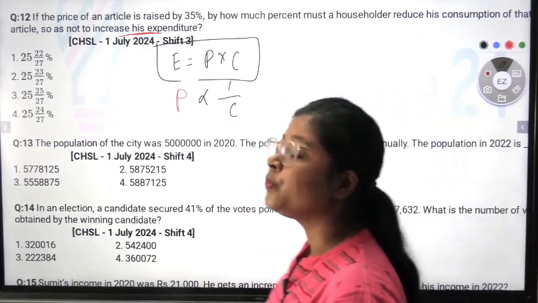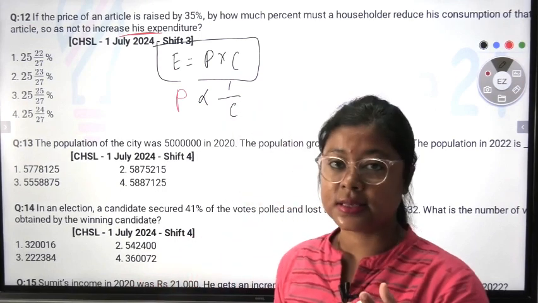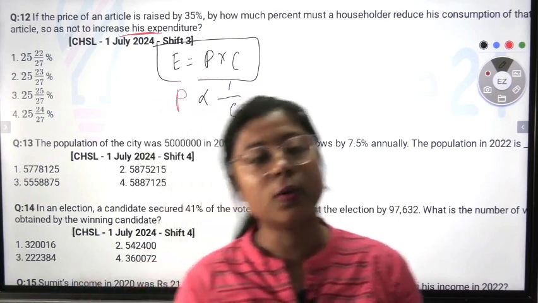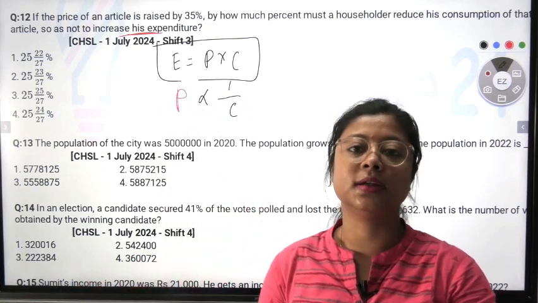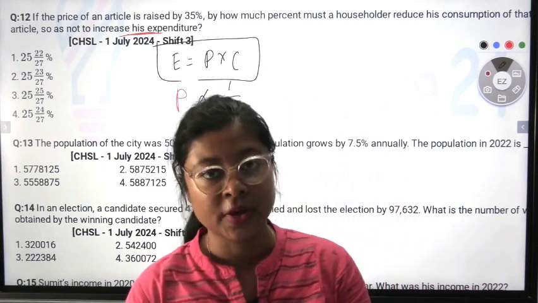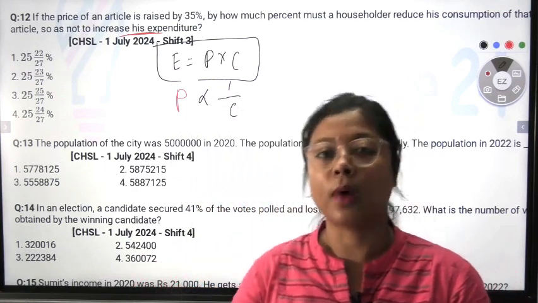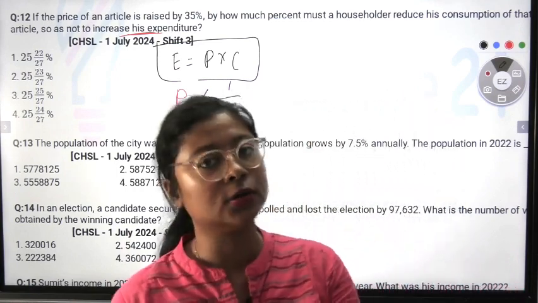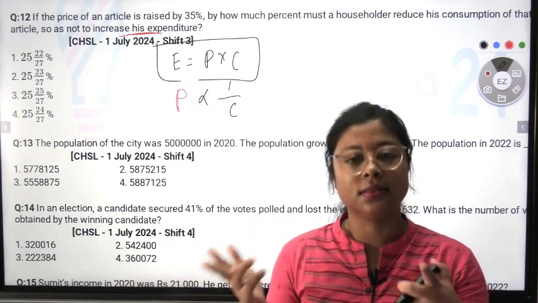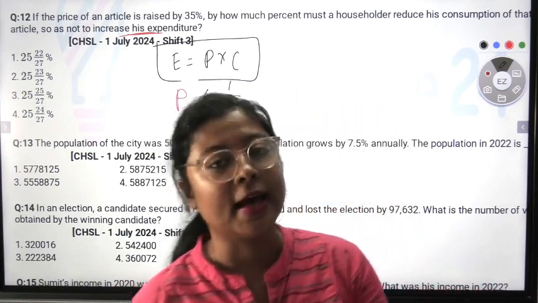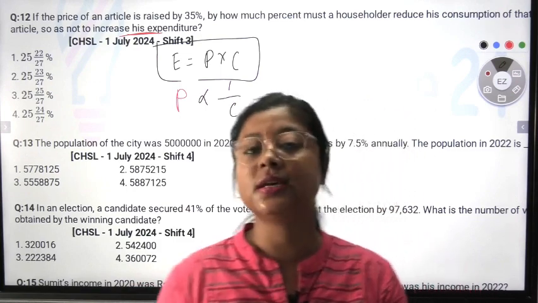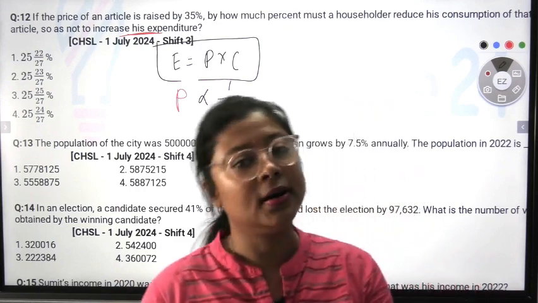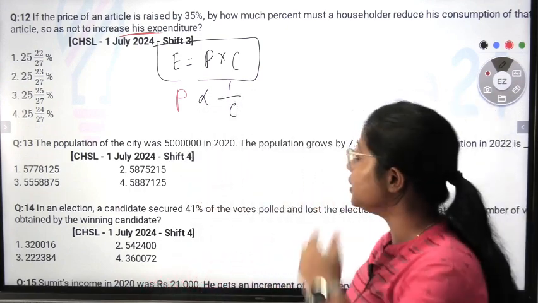Inversely proportional means when one quantity increases, the other quantity decreases. So if one quantity increases and the other decreases, then these two quantities are said to be inversely proportional to each other. And if with an increase in one quantity, the other also increases, or with a decrease in one quantity, the other also decreases, then we say these two quantities are directly proportional. Inversely proportional means if with an increase in one quantity, the other decreases.